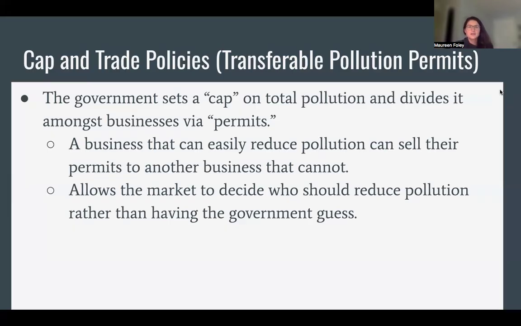So those are cap and trade policies, setting a total cap on the amount of pollution and then dividing it up between businesses and allowing the businesses themselves to decide whether to cut back their pollution or not.